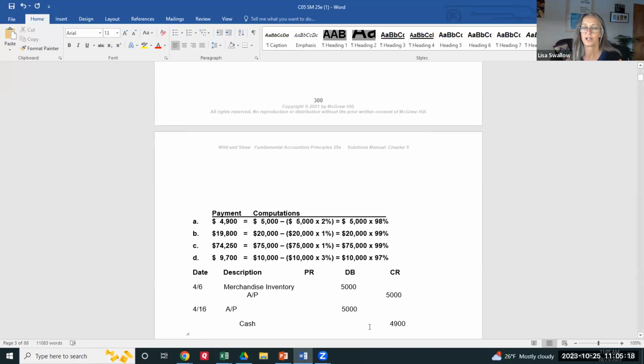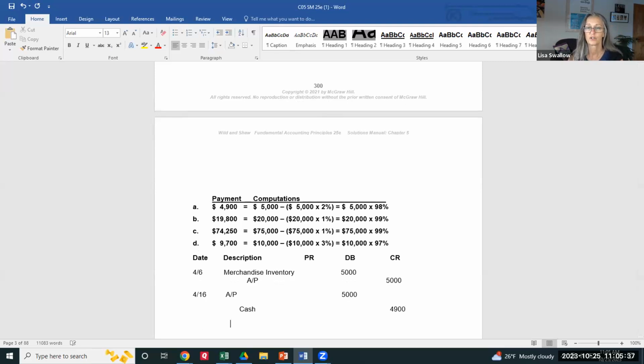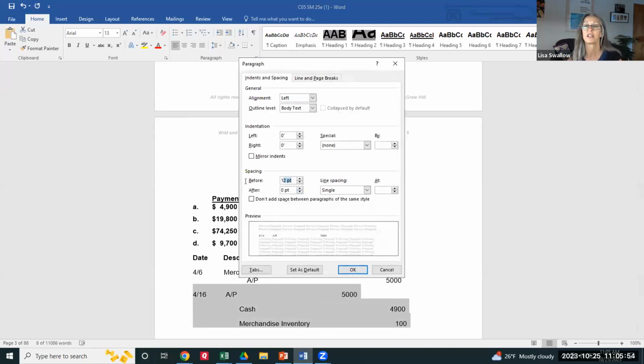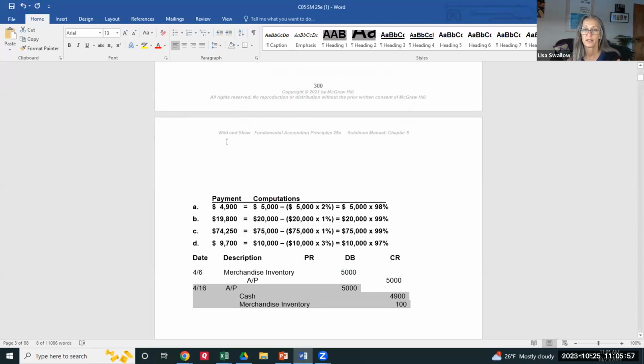So now I'm looking at my journal entry. I've got a debit of 5,000. I've got a credit of 4,900. What the heck? How do I handle that? That $100 discount is really what? It's a reduction in the cost basis of my inventory. In other words, when I go into that merchandise inventory account now, and I'm going to show you this, your purchase, this is called a purchase discount, and that amount gets credited into merchandise inventory. Why? Here's why.